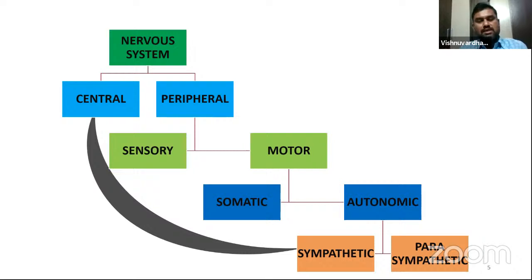Then this motor nervous system is further subdivided into two parts. Those are somatic and autonomic. I will explain these two in the next slide. Before that, somatic means this is in our control. This nervous system transmits the signals which are in our consciousness. And autonomic, this nervous system transmits the signals which are not under our control. The autonomic nervous system is further subdivided into two types, that is sympathetic and parasympathetic.